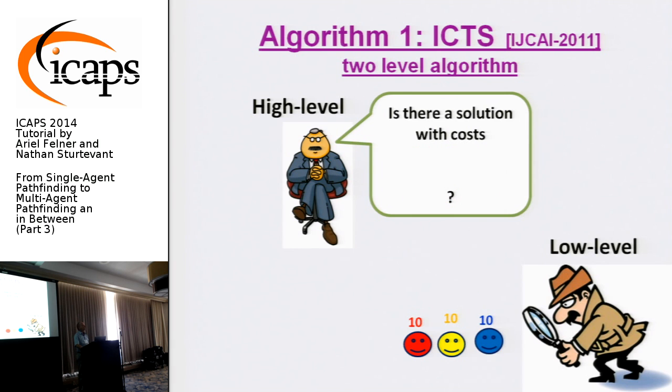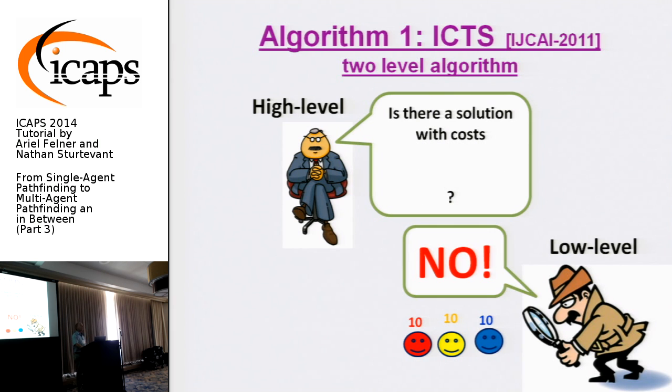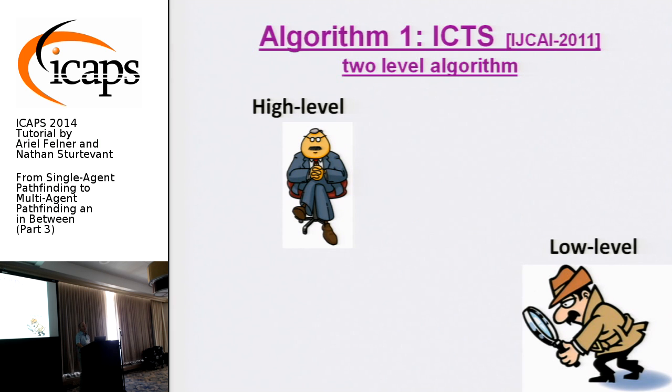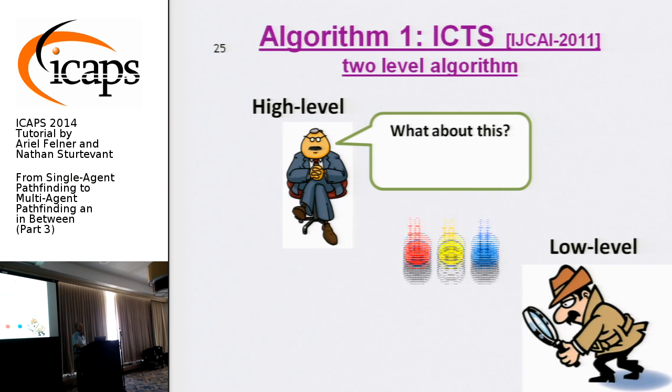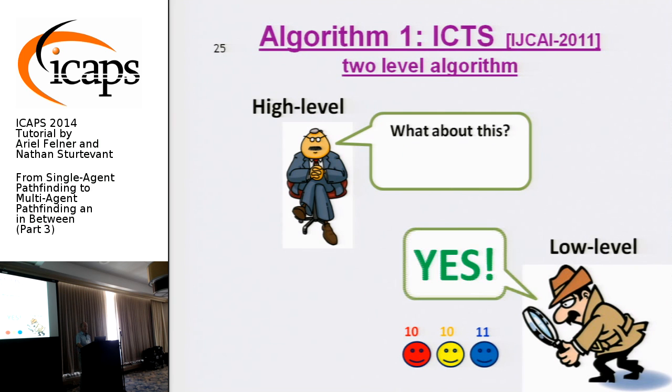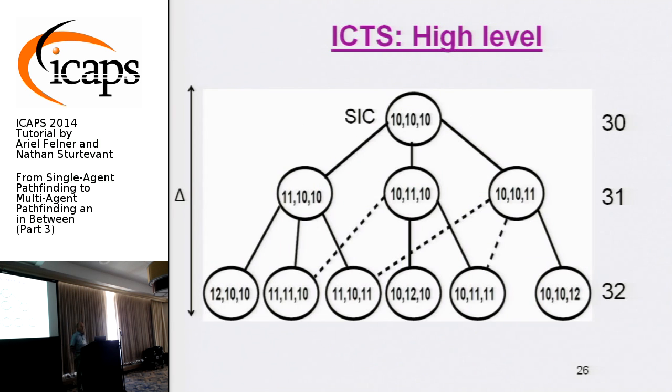The low level now tries to find, is there indeed a solution? And it is concentrated on this question only. I will not describe the low level here, but let's say that it says, no, there is no solution of 10, 10, 10. So the high level says, OK, how about 10, 10, and 11? Now the low level says, yes, there is, and here is the solution for this. So in fact, the high level works on a tree which goes like this. If the SIC was 30, so I'm asking all possible combinations of 30, is there a solution? There's only one combination of 10, 10, 10.